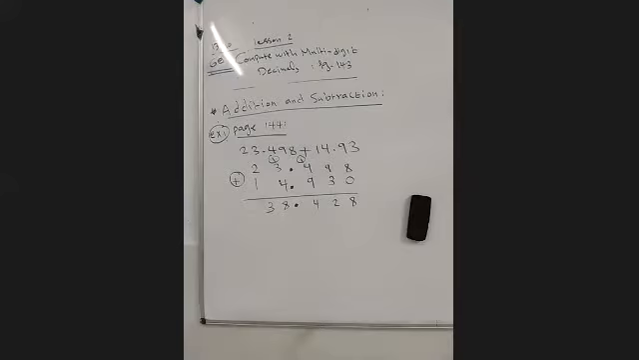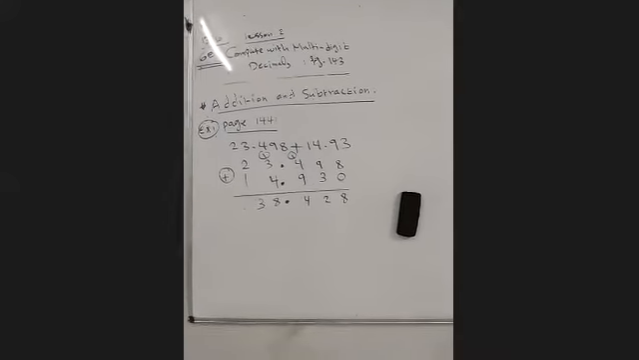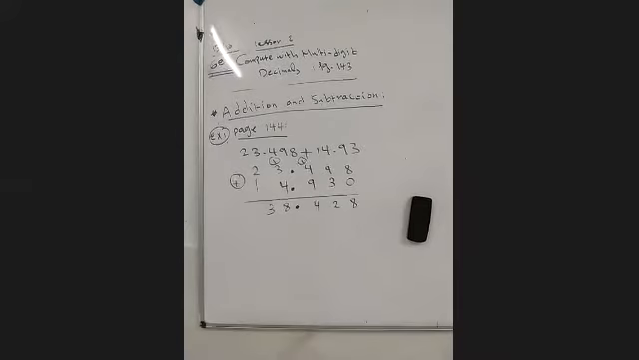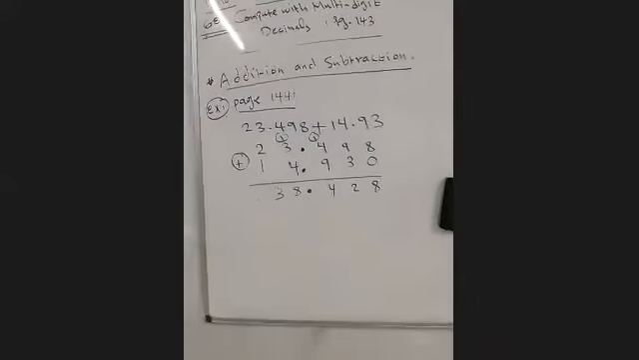So again, to add and subtract decimals, align, put the decimals over each other, align the numbers, fill the empty spaces with zeros, then you can add or subtract as usual. Okay?